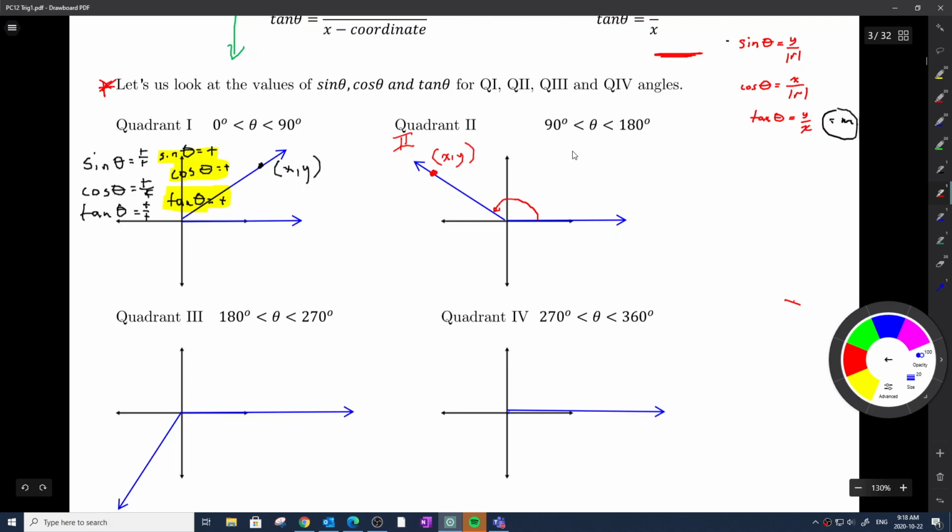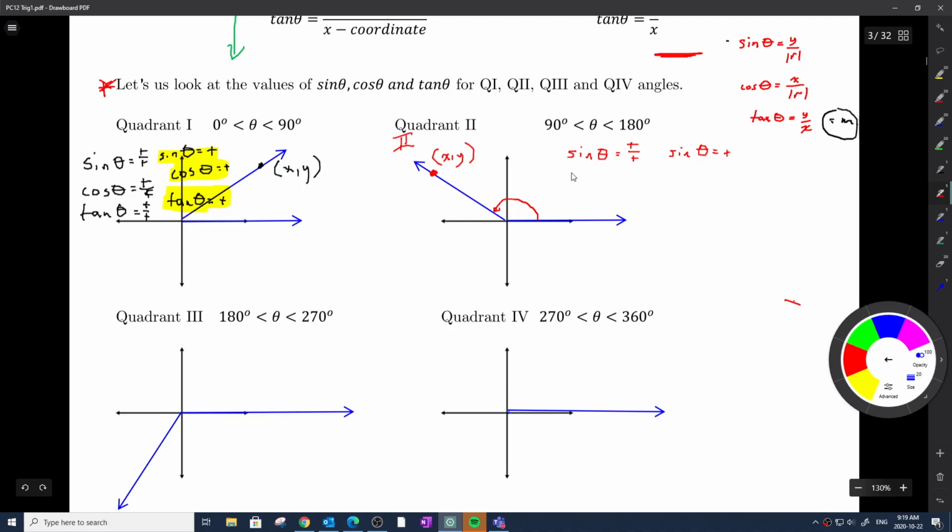So let's just deal with this. Sine theta. Your y coordinate in quadrant 2 is positive, and your radius vector is positive. So sine theta is positive. What is the sine of 131 degrees? Well, since 131 degrees is in quadrant 2, I know that the sine is going to be positive.